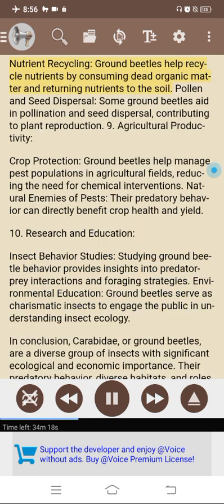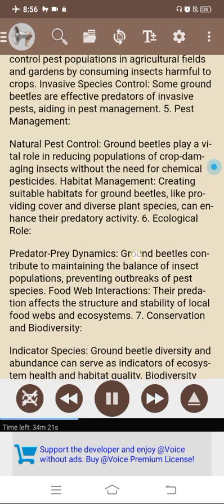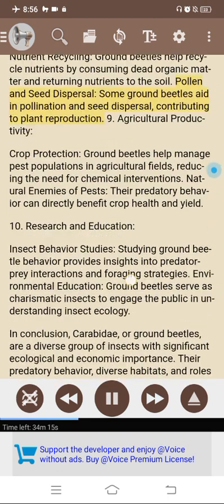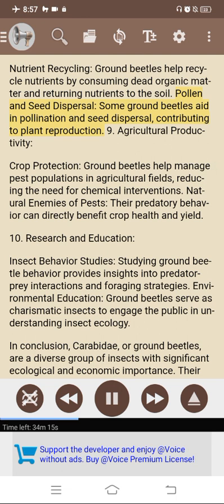8. Ecosystem services. Nutrient recycling. Ground beetles help recycle nutrients by consuming dead organic matter and returning nutrients to the soil. Pollen and seed dispersal. Some ground beetles aid in pollination and seed dispersal, contributing to plant reproduction.